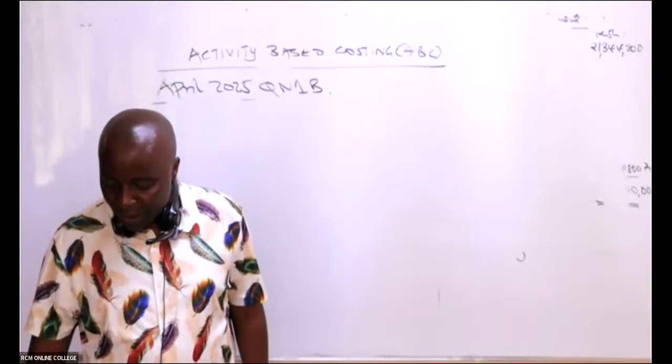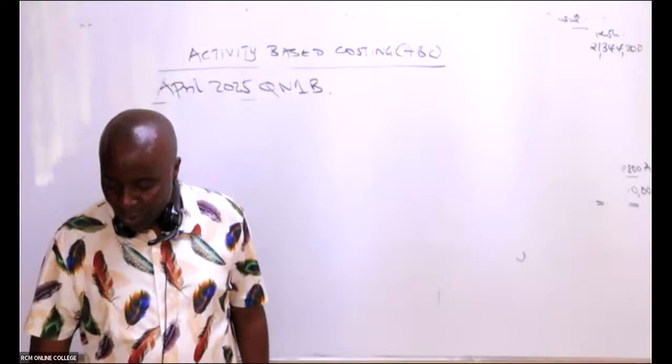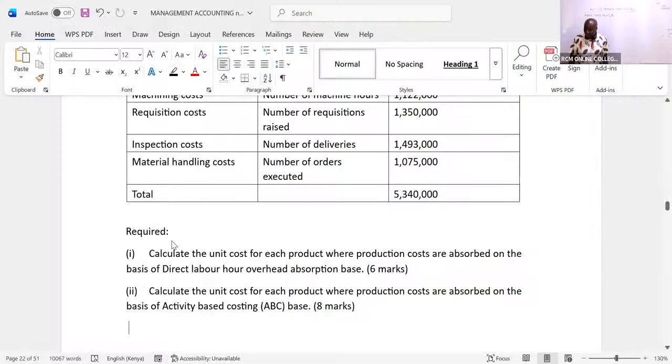So now they want us, ladies and gentlemen, to go and tackle Question 2. In this question, they want us to calculate the unit cost for each product, where production costs are absorbed on the basis of ABC, activity-based costing. The first thing that I will do there is to look at cost drivers.